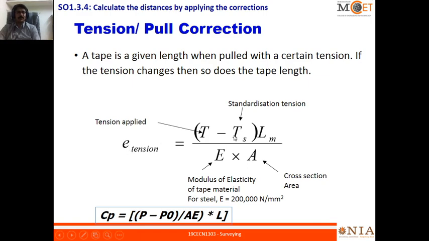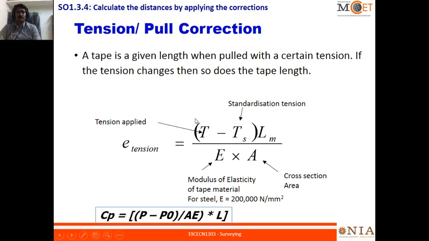Here, based on the tension, it was mentioned as T. Here the correction for the pull is P minus P naught, the pull applied minus the standard pull, divided by AE, into the measured length, here LM, here L. Both the notations are possible in different authors' books, right? But you have to understand the concept alone.